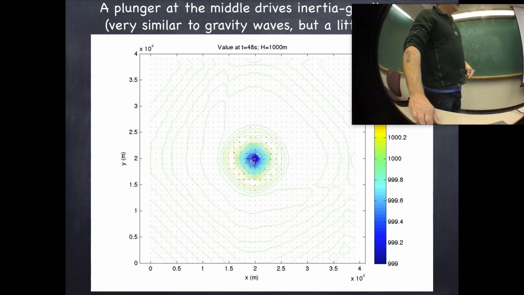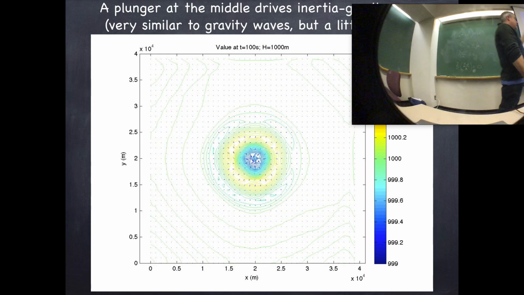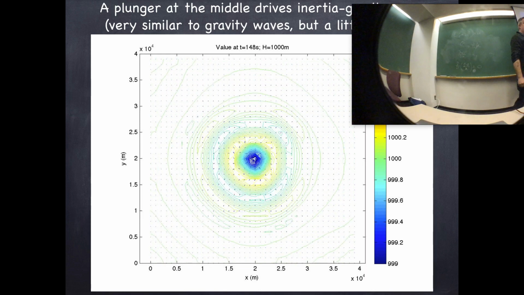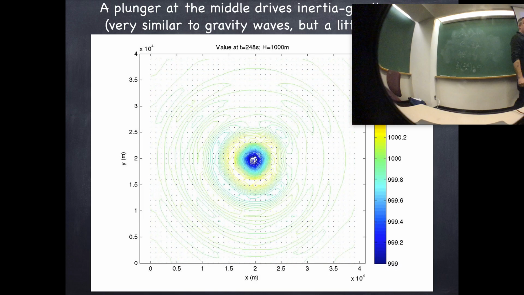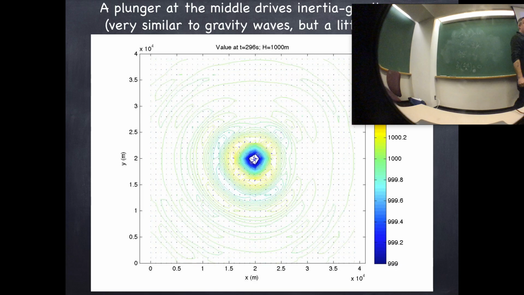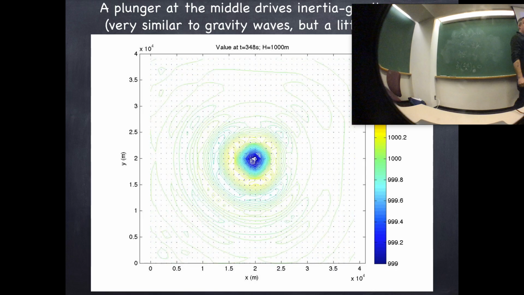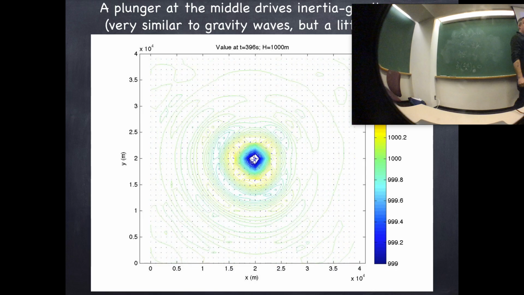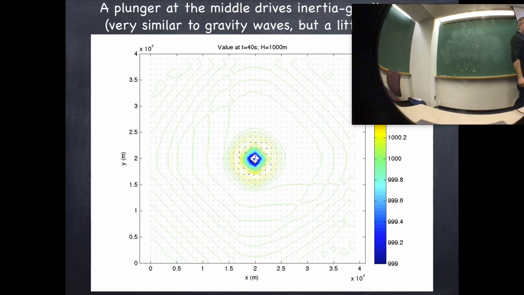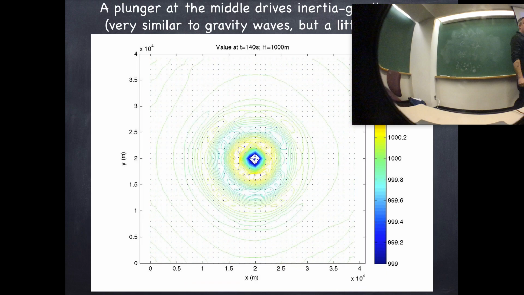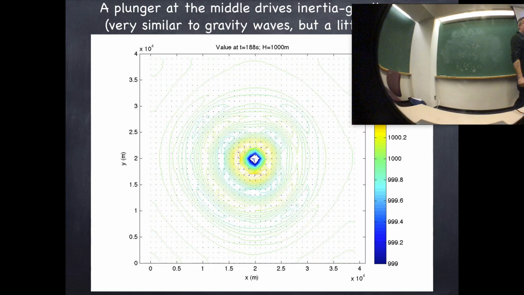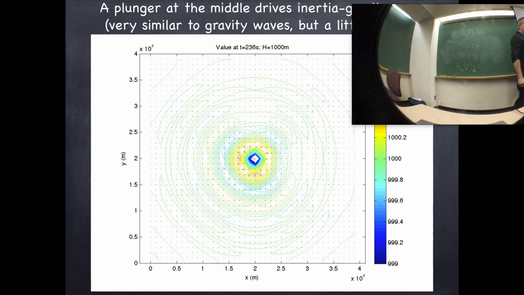Okay, let's see what it looks like. So I have two categories of these movies. One that I call the plunger case, and one that's just like a drop of water. And this is a plunger case, so I have a small plunger, which I'm just pushing the water up and down in the middle, forcing the sea surface height to go up and down. Since height is one of the variables in our shallow water system, it's going to drive waves.